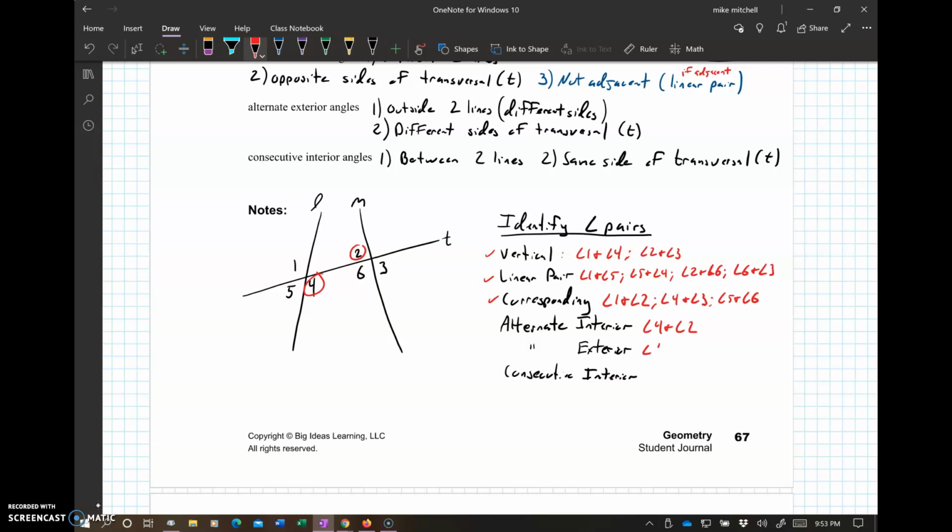Thanks for pausing. Angle 1 and angle 3. Those are my alternate exterior angles. Again, if you looked at, they're on the outside of the two lines, different sides of the transversal.